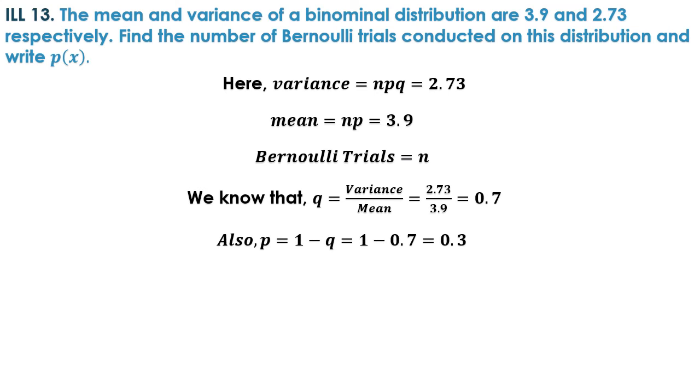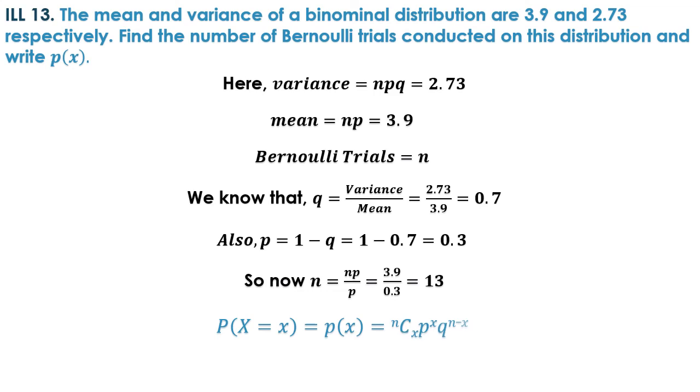Now if we have P, we can actually calculate N. How? N is just NP upon P, right? You can cancel the P's and you will get just N. So NP is 3.9 and P is 0.3. So your answer is 13. So first question, Bernoullian trials, that is N, are 13, and we have to write the value of Px.